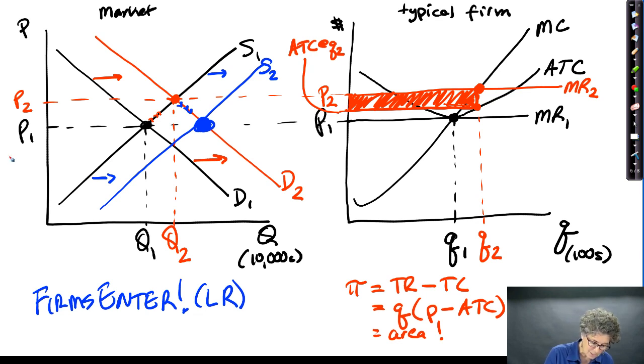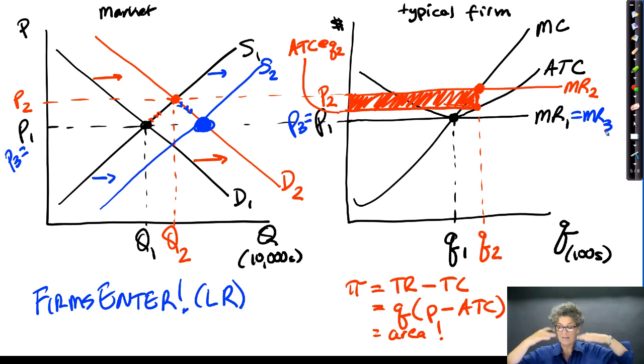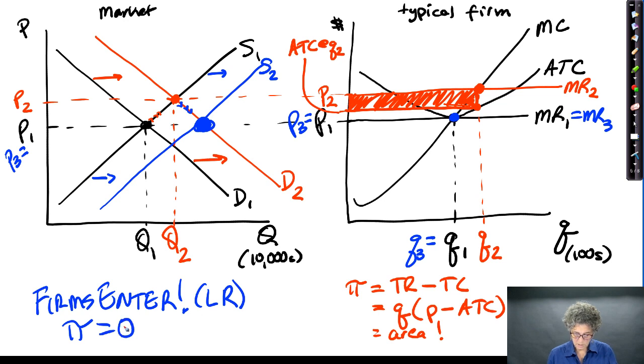So my third price, which I'll call P3, is going to be the original price P1, which means that for the typical firm, the marginal revenue curve, I'll call it MR3, has shifted back down to the original marginal revenue curve. That means the quantity that this firm will produce in order to maximize profit is back down to Q3, which is equal to Q1. Once again, the average total cost of producing that quantity is exactly equal to the price. And in the long run, we're going to have profit equal to 0.